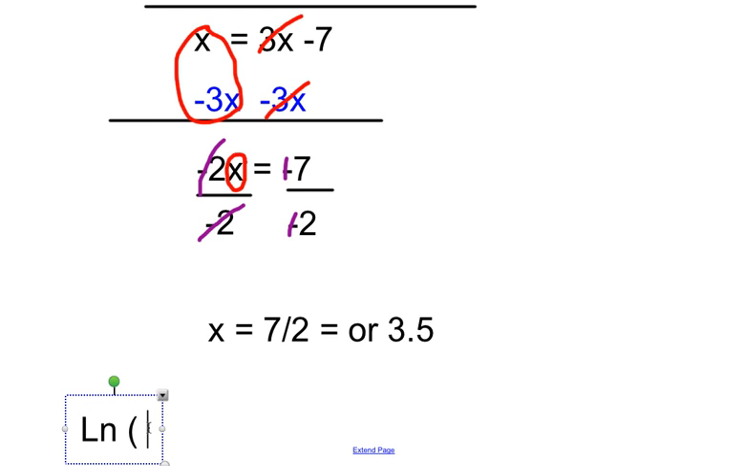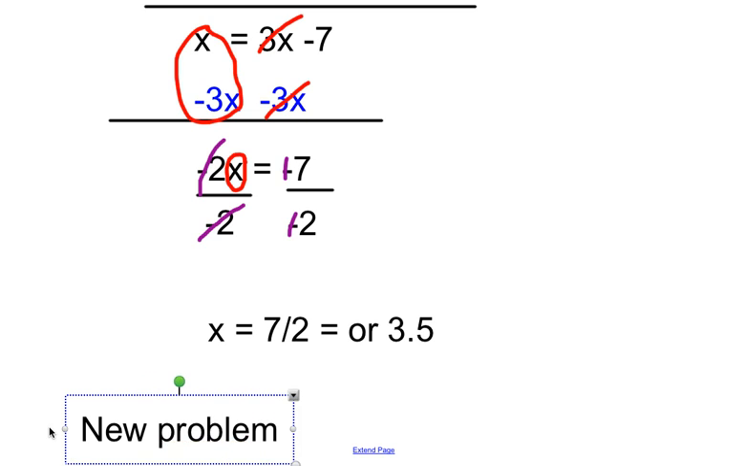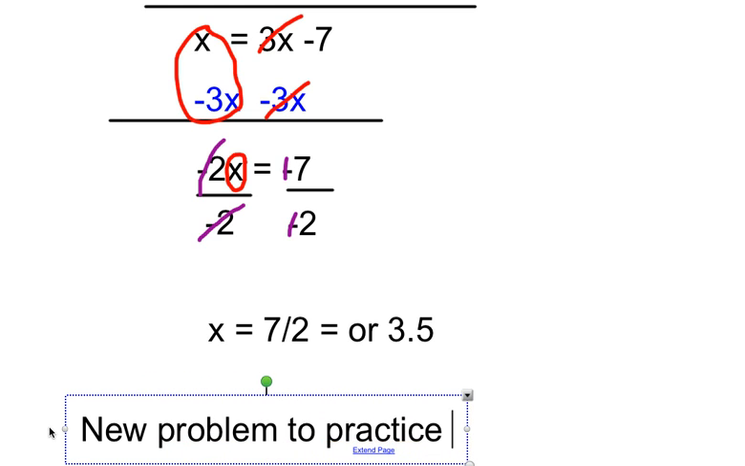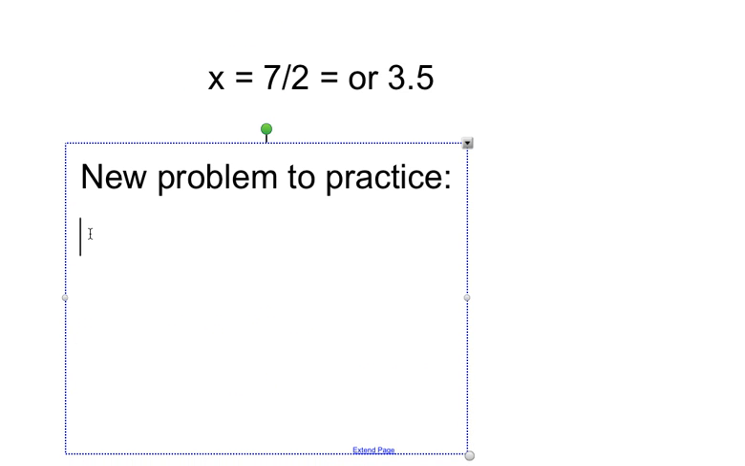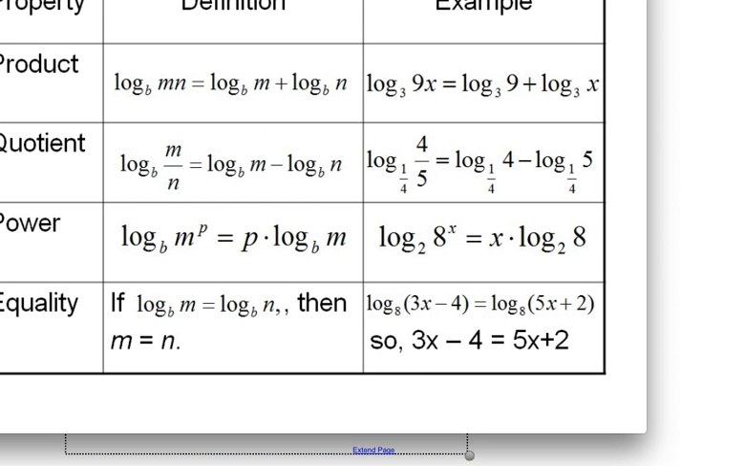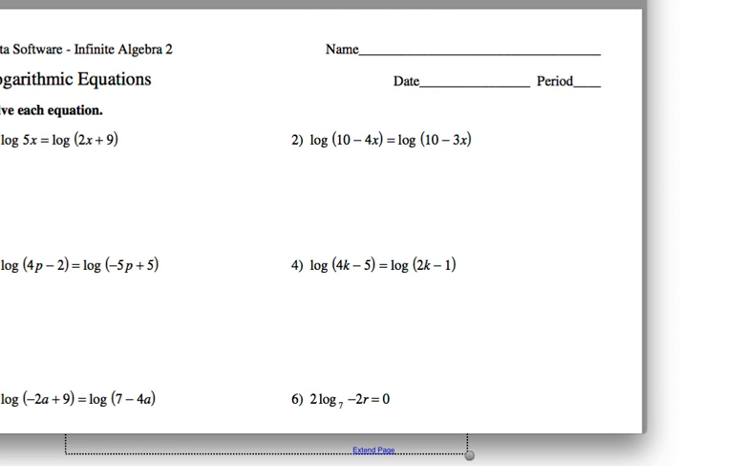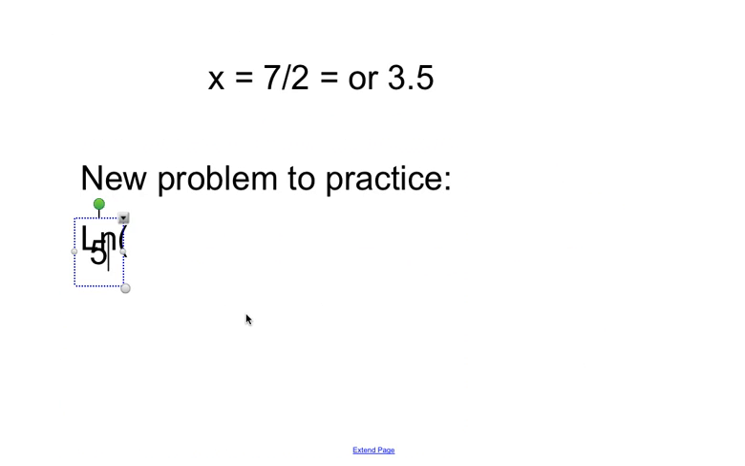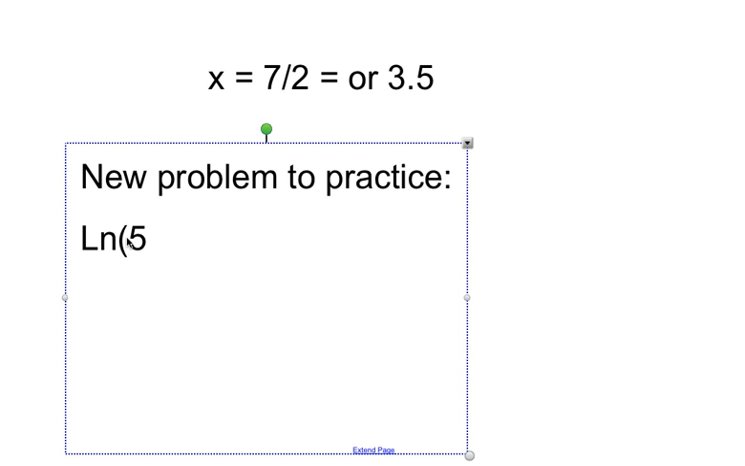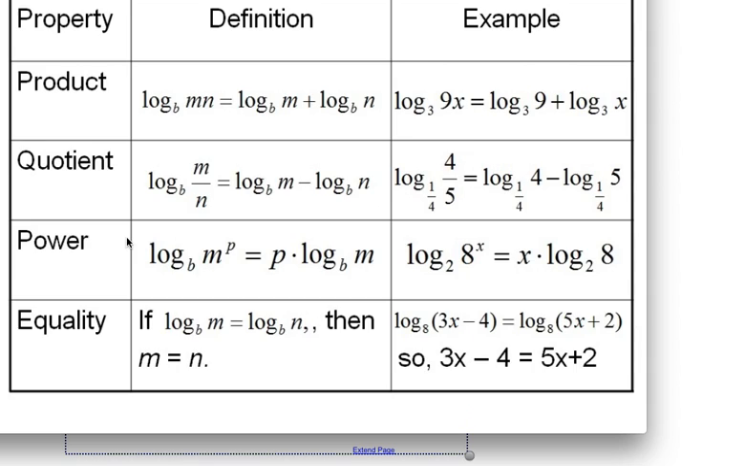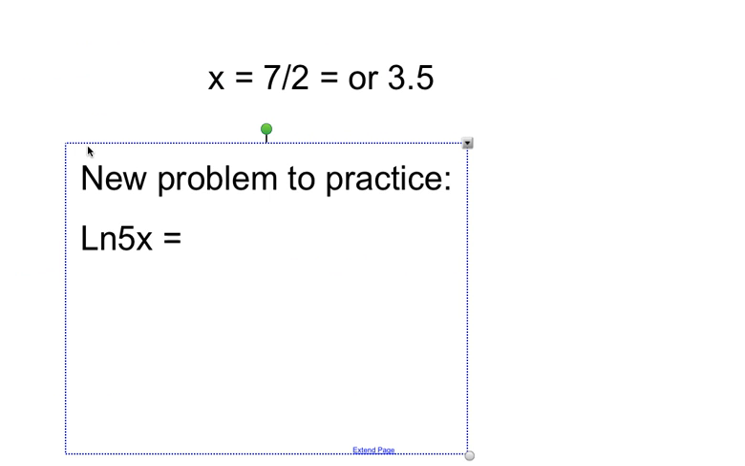ln of, so that's a new problem, right? I'm going to write a new problem to practice on your own. Let's see, I'm looking for a good problem here. Okay, that's a good one. ln of 5x is equal to ln of 2x plus 9. Sorry, I already forgot what the problem was. ln of 5x is equal to ln of 2x plus 9, my bad.